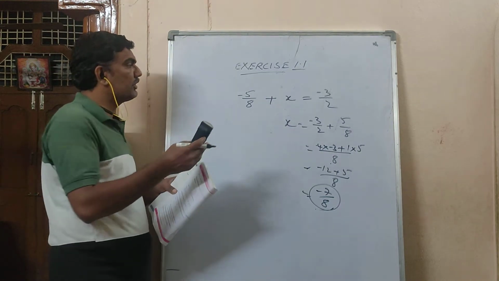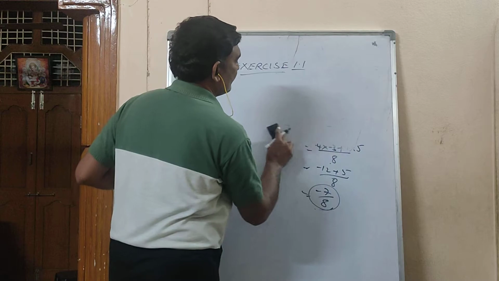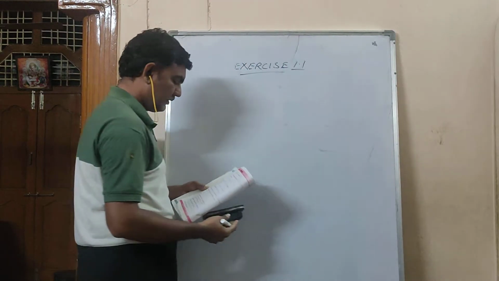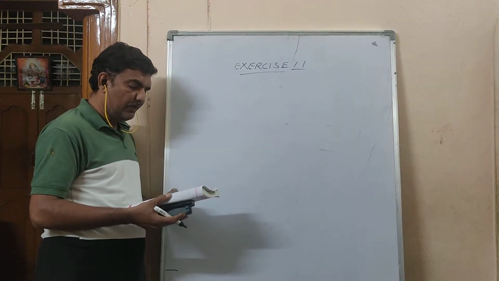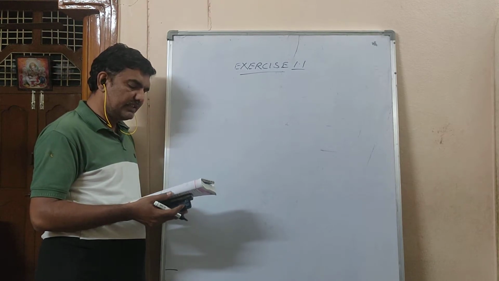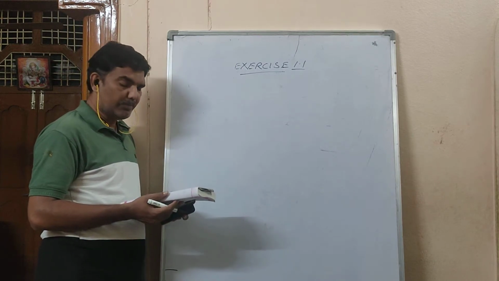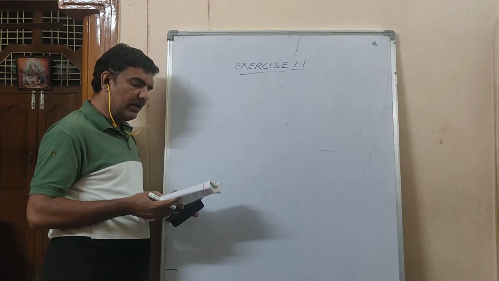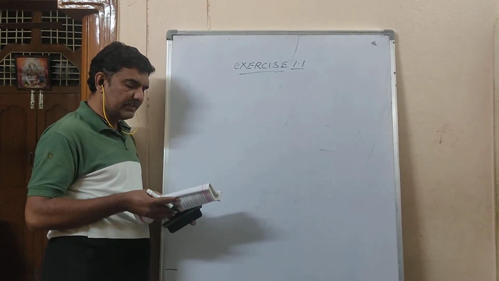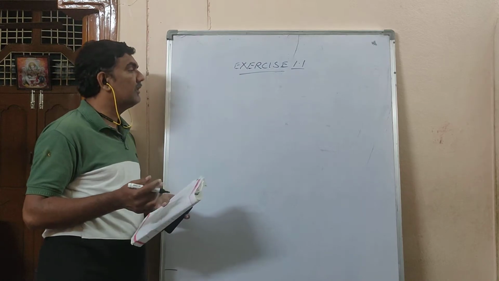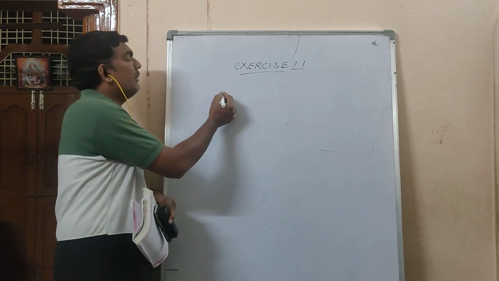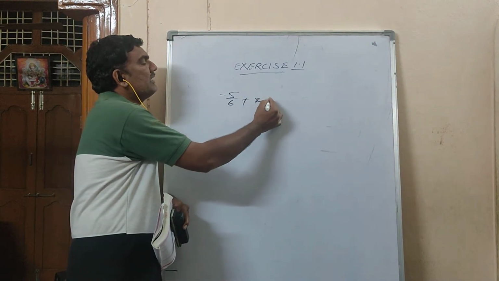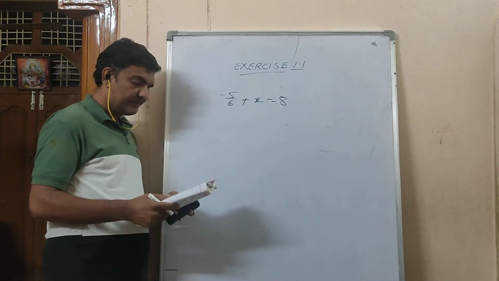Next, another question: the sum of two rational numbers is 8. If one of the numbers is minus 5 by 6, find the other. See, one number is minus 5 by 6. The sum of the two numbers is 8, he said.